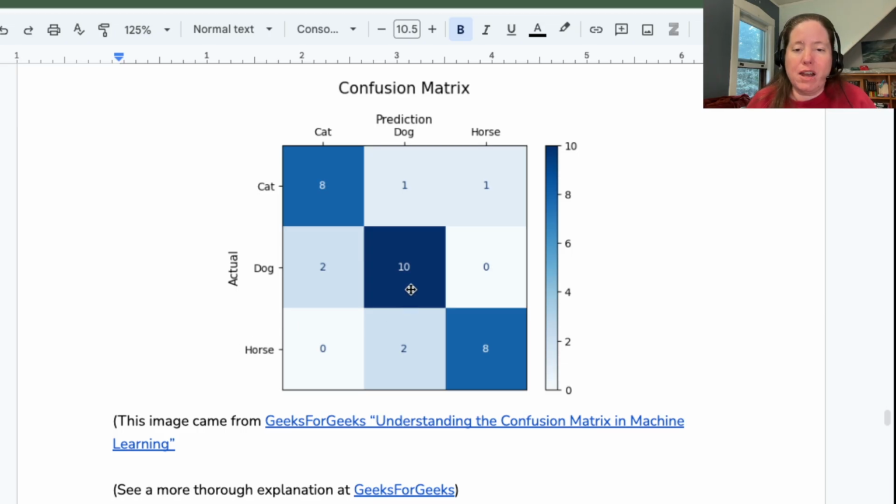Similarly, if we look at the dogs, there were 12 pictures of dogs. 10 of those the model correctly predicted were dogs. 2 of them it thought were cats. Notice that it did not confuse any actual dogs as being horses. And the same for the horse category. So when we draw this confusion matrix out, what we're often looking for is whether there is a pattern in where it was going wrong. It's maybe interesting to us that the model did not have any confusion between dogs and horses, but it did have some confusion between dogs and cats.